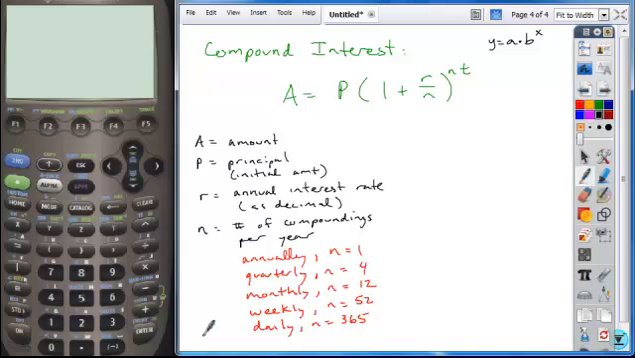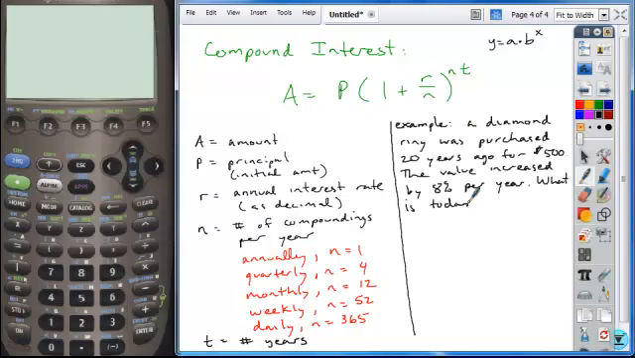And then finally, the T value is the number of years. Okay, so it's not the number of months or days or anything, it's the number of years. So make sure you apply those properly. And so a problem that you might see when you're asked to compound would look like this. Okay, so see if you could answer this question.